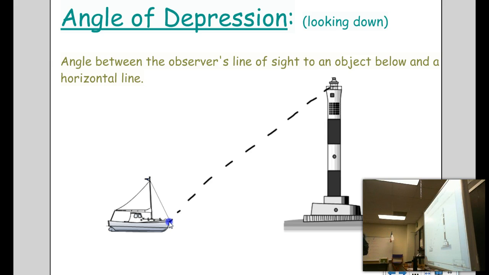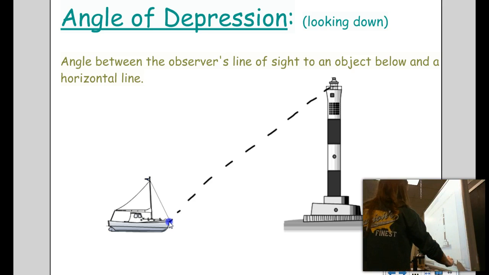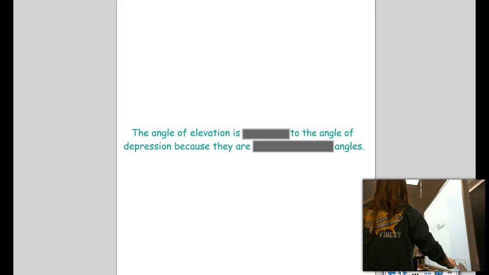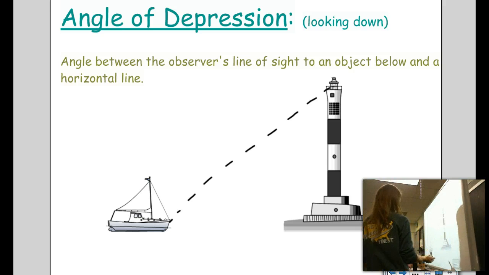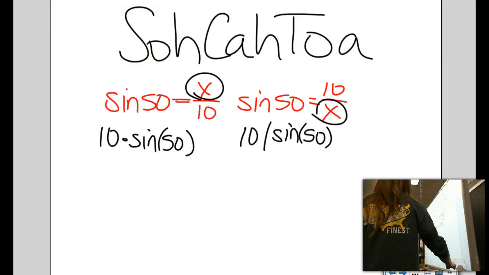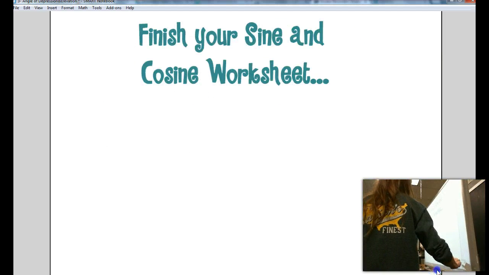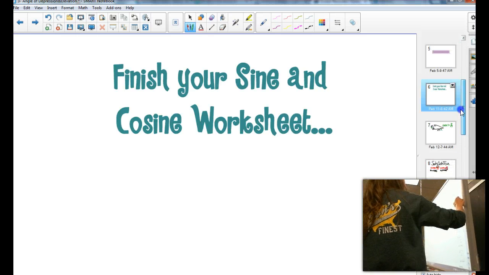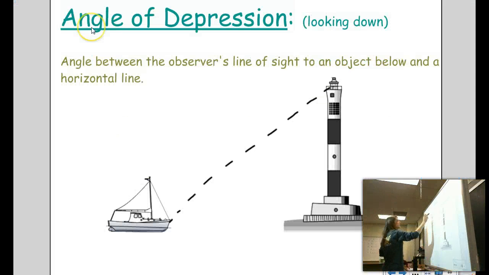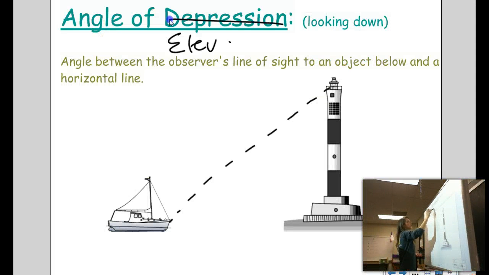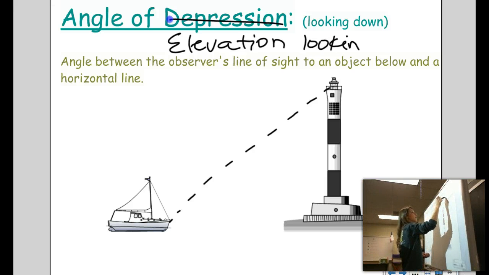Angle of elevation, that's the one we're doing first. Angle of elevation, looking up. Oh, I guess we're doing it. That's weird. Okay. I don't know where the slide went. The slide is missing from my slides. So we'll pretend that this says elevation. We're doing elevation first. Okay, so angle of elevation is when you are looking up.